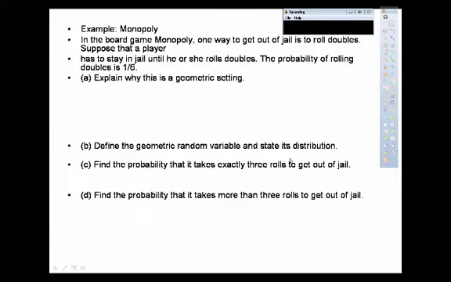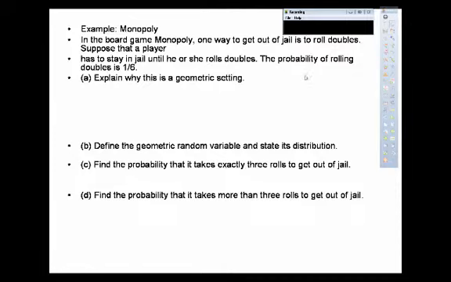Okay, another Monopoly game. In the board game Monopoly, one way to get out of jail is to roll doubles. Suppose that a player has to stay in jail until he rolls doubles. The probability of rolling doubles is 1/6. Explain why this is a geometric setting.